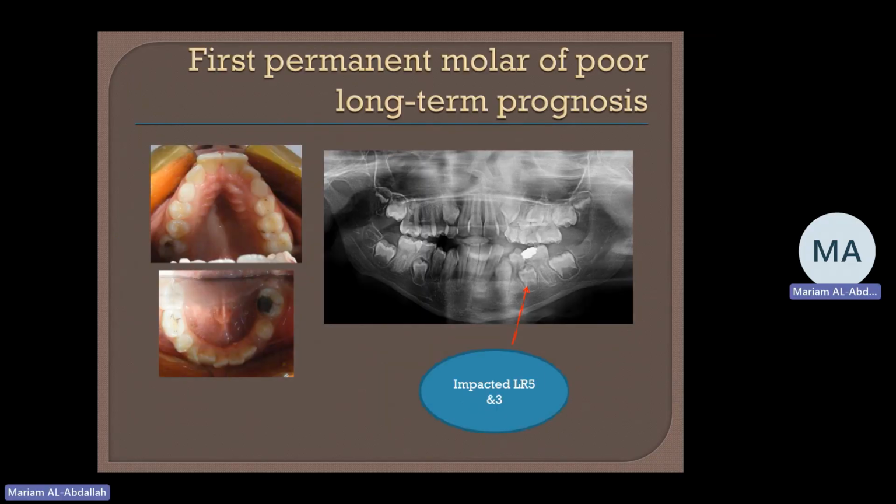Right, so first permanent molar of poor prognosis, let's take this example. This is the tooth that we talked about, lower first permanent molar on the lower left quadrant with poor prognosis, and on the same quadrant we have crowding. We have early loss of E, an impacted 5, an impacted canine compared to the other side.